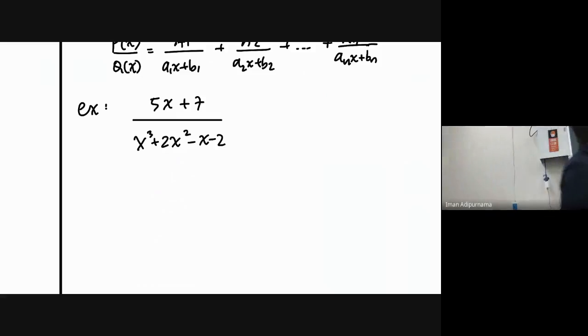Okay. Now we have the example: 5x plus 7 over x cubed plus 2x squared minus x minus 2. And please decompose these fractions into partial fractions. Okay. Can you try?